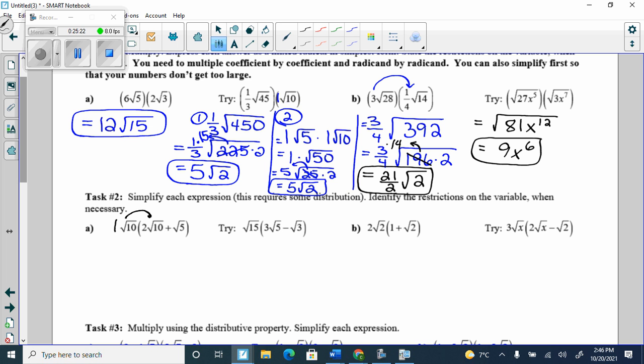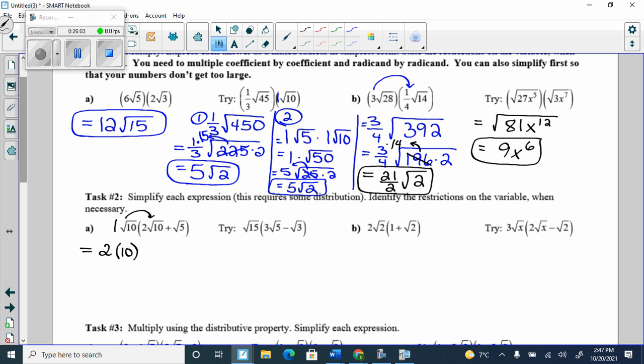We're going to distribute them first. So we do coefficient times coefficient, radicand times radicand. 1 times 2 is 2. So I put an equal sign, and I go 1 times 2 is 2. Root 10 times root 10 is 10 in brackets, because you have to multiply these two numbers. When you multiply two radicals that are the same, the radical sign goes away, because root 10 times root 10 is root 100, which is 10.